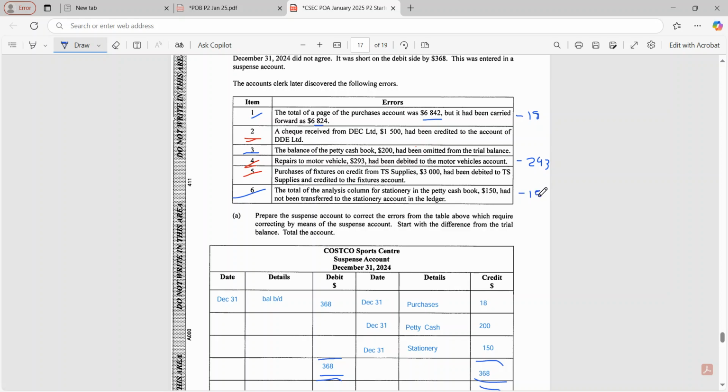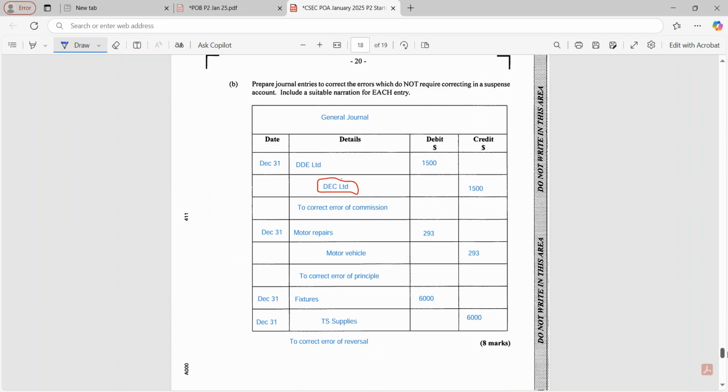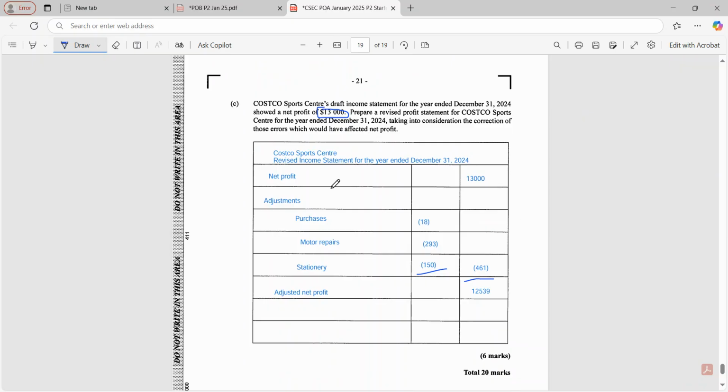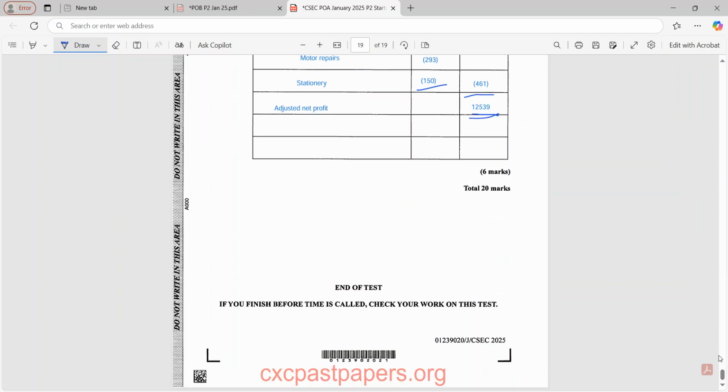So in this case, it's an expense, and we find it in our income statement. All right, good. So we're going to pick up these three subtraction figures and we're going to carry it down to our revised income statement. So we put them down: purchases, motor repairs, and stationery. We add them together, we get 461, and this is going to be subtracted from our net profit to give us an adjusted net profit of $12,539.